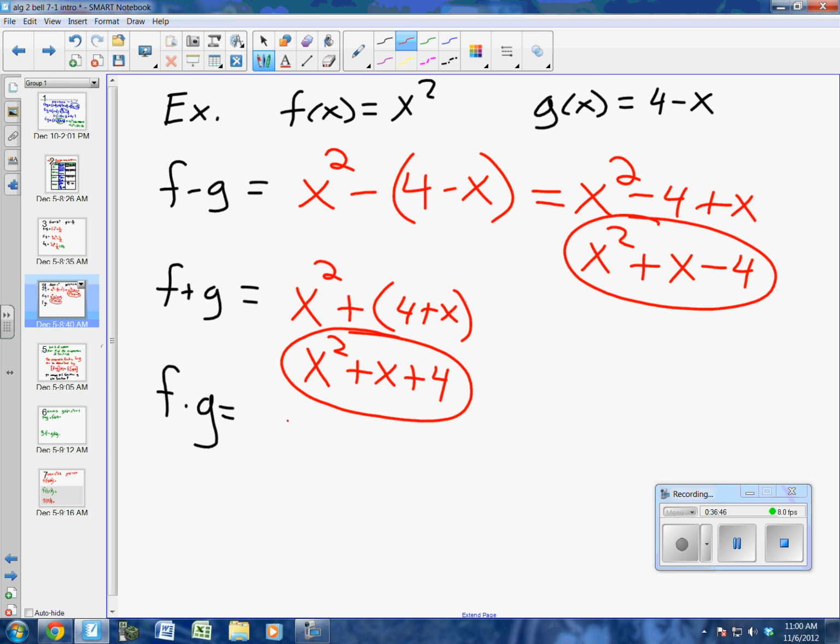f times g would be, on the last one, because it was plus. Only on minus signs, okay? Last one, I got to times this. I got to distribute the x squared. I'm going to get 4x squared minus x cubed. How many of you guys had that? Good job. That says 4 minus x, yep. And so you get 4x squared minus x cubed. If you want to write that in descending order, you can.